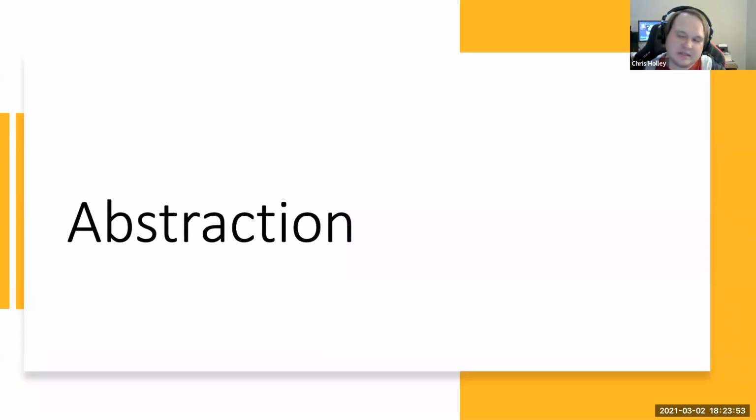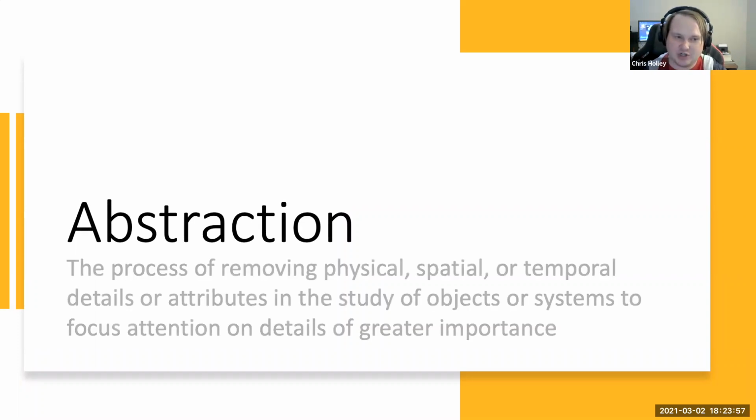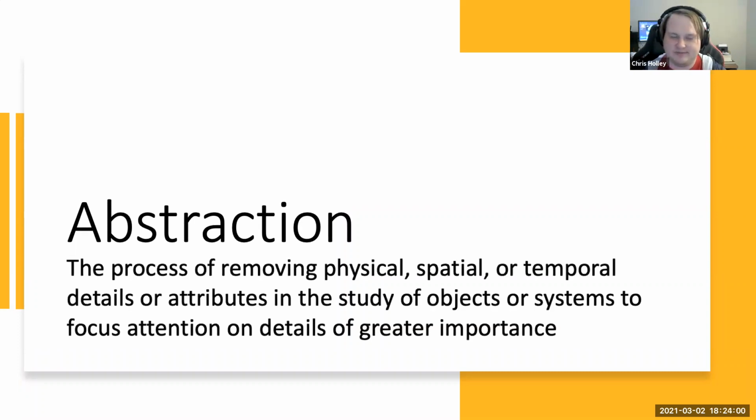And what it really is, and this is a word that I would encourage you to think a lot about, is abstraction, right? I took this as a very wordy definition from Wikipedia: the process of removing physical, spatial, or temporal details or attributes in the study of objects, systems to focus attention on details of greater importance. So let's abstract that a little bit and look at just the process of removing details to focus on details of greater importance, right?